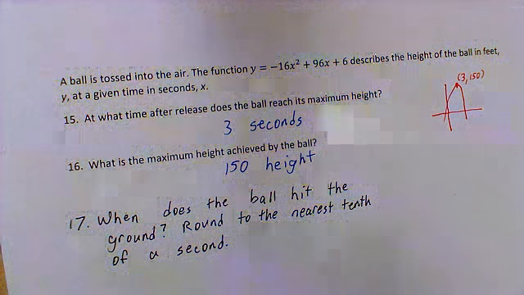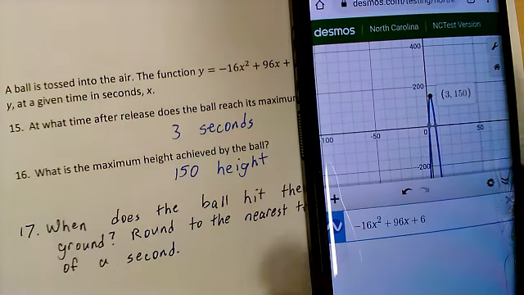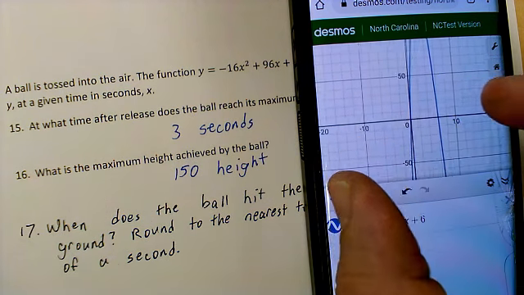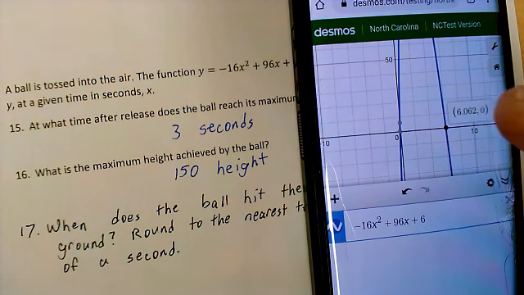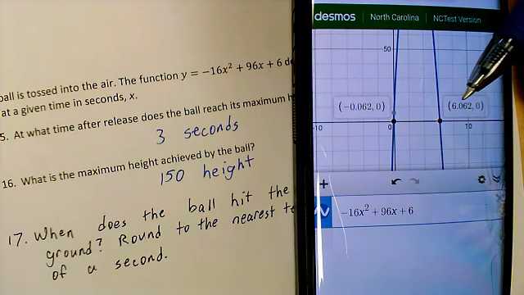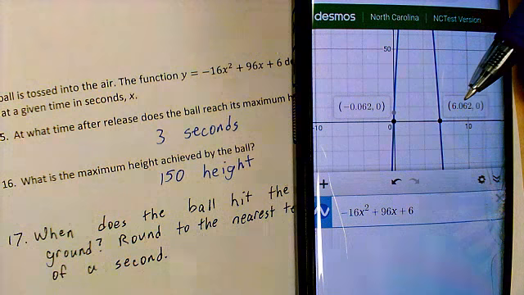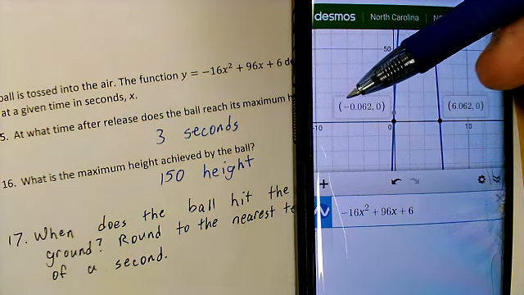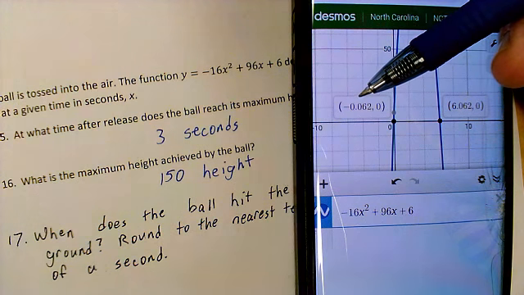Now, as far as number 17, when does the ball hit the ground? This would be referencing the 2 zeros. However, there is a little bit of a trick. So I'm going to zoom back in to my 2 zeros right here and here. One of them is at 6.1 seconds. I'm rounding a little bit there, so 6.1 seconds. The other one is at negative 0.1 seconds.